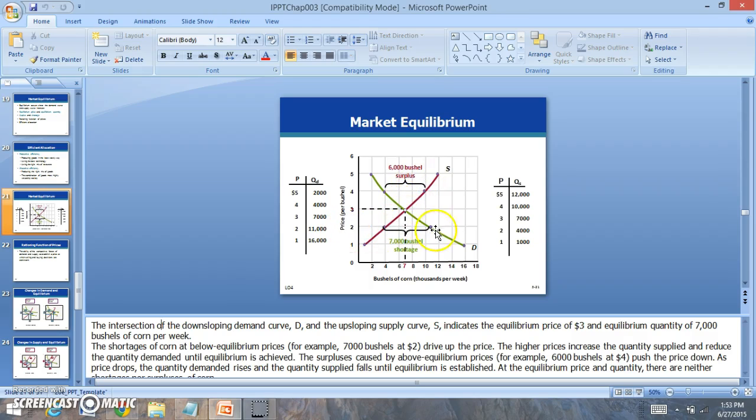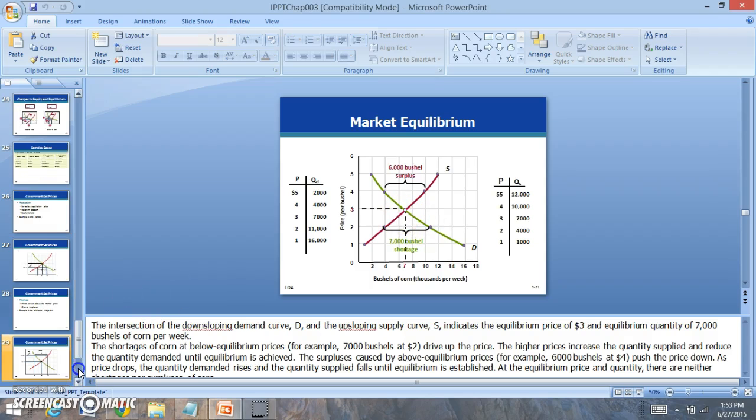If I give you a price of $2, you notice a shortage exists. And if there's a shortage, it must mean prices are too cheap, so it'll cause an increase in the price. So these are some of the factors that we're going to be focused on.